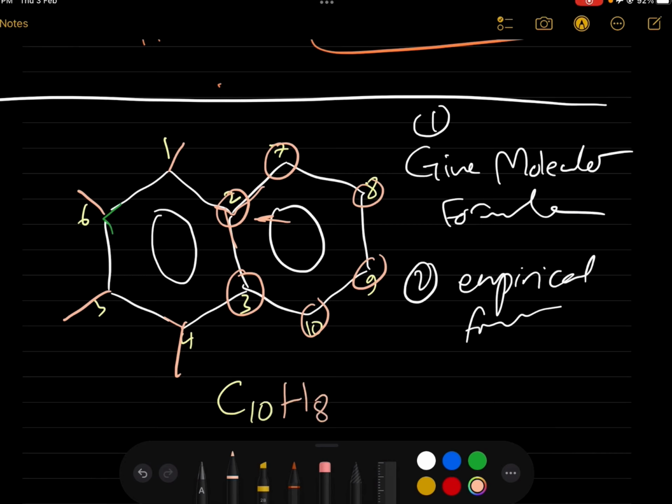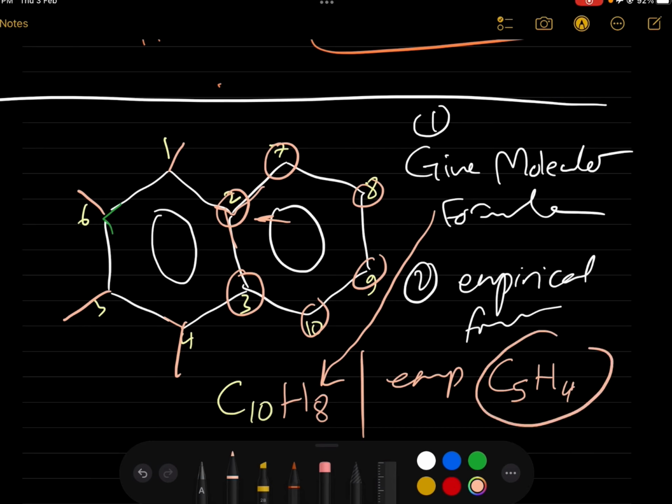So if this is the molecular formula, what about the empirical formula? For the empirical formula, can I simplify it by dividing by 2, over 2? Then you will get C5H4. So this is the empirical formula of your compound, and this is the molecular.